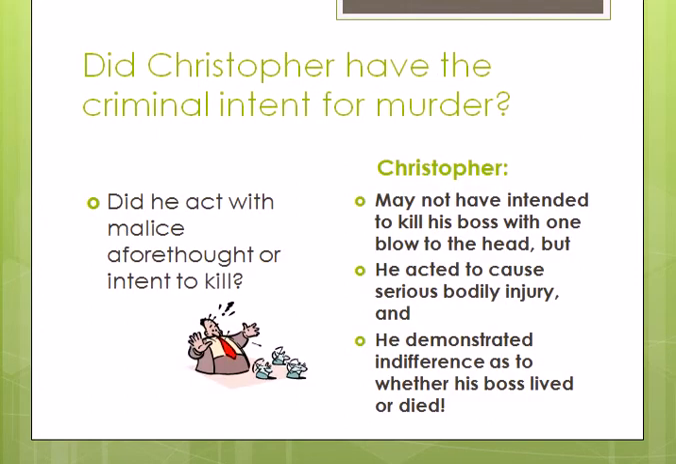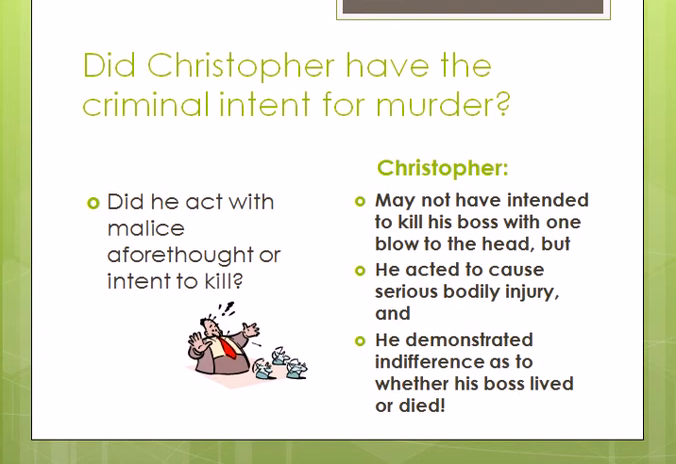Now, did Christopher have the criminal intent required for murder? Well, we learned in question 2 that the criminal intent required for murder is malice aforethought or intent to kill, which are the same thing. So let's look at how Christopher acted. He hit his boss in the head one time with a heavy glass paperweight, killing him instantly. Now, this may not indicate that he wanted his boss to die.